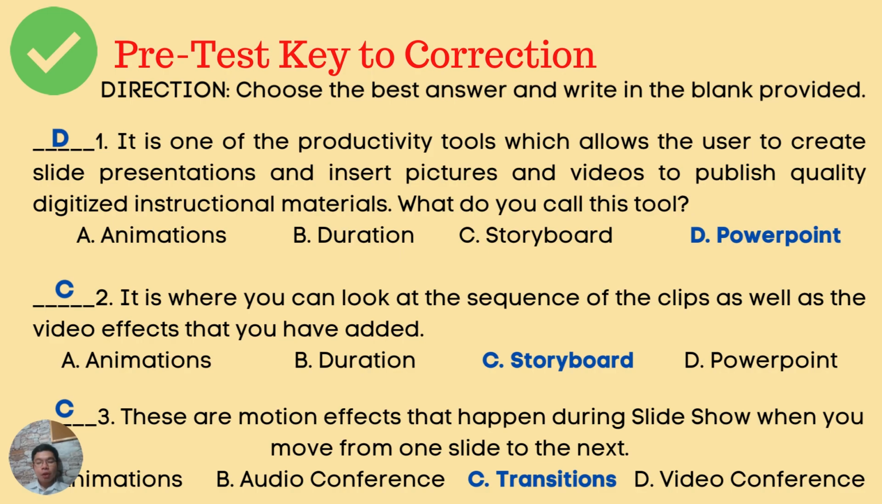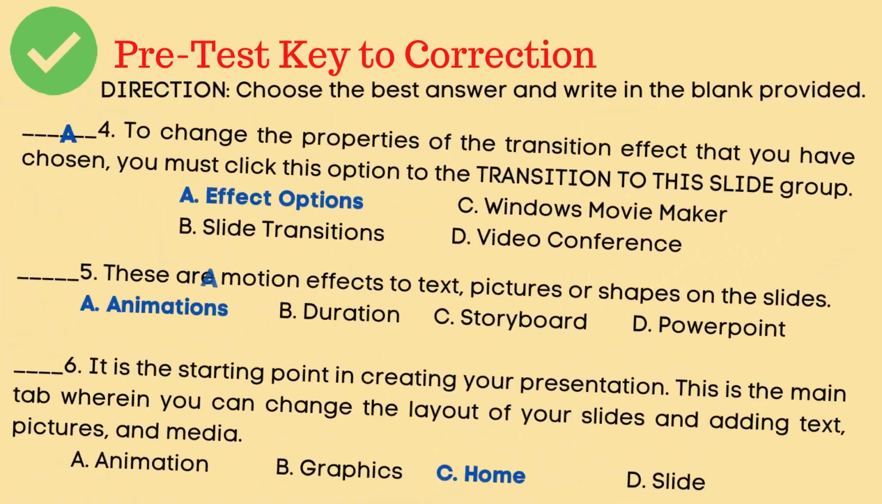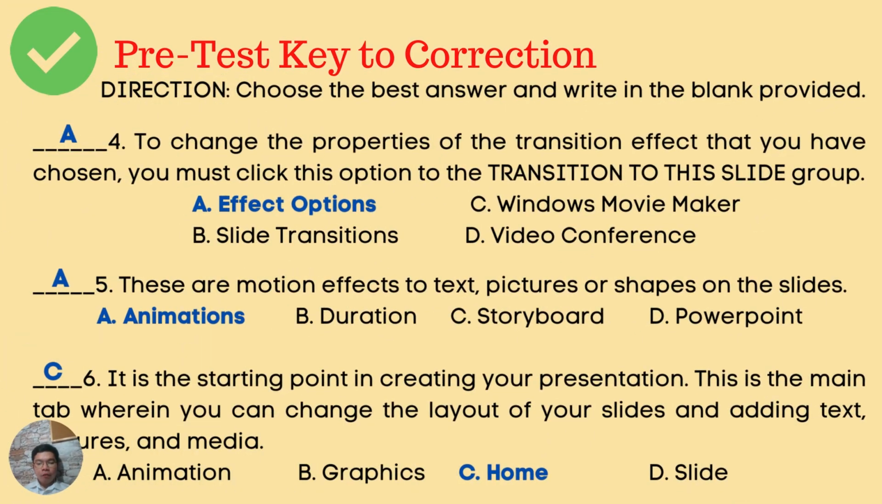3. These are motion effects that happen during slideshow when you move from one slide to the next. The answer is letter C, transitions. 4. To change the properties of the transition effect that you have chosen, you must click this option to the transition to the slide group. The answer is letter A, effect options. 5. These are motion effects to text, pictures, or shapes on the slides. The answer is letter A, animations.